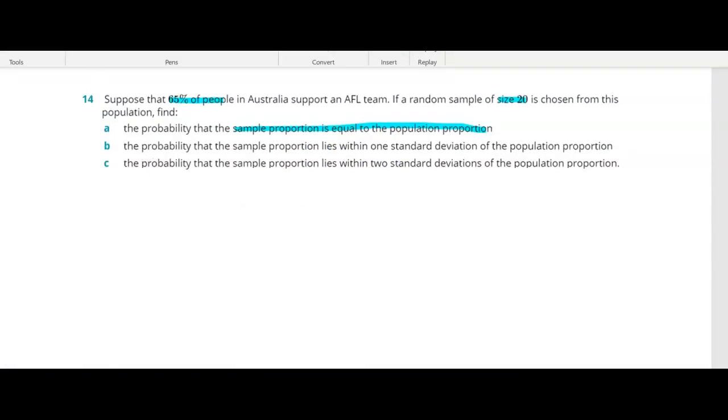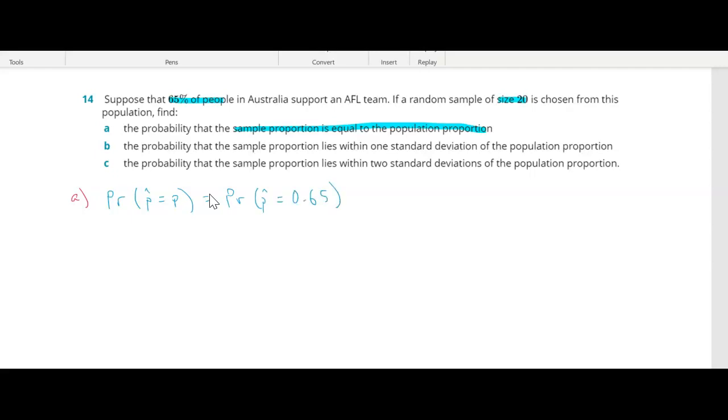All right, so let's go back to question 14. This time, very similar question. Okay, so for question A, we want to find the probability that the sample proportion is equal to the population proportion. So we know that 65% of people in Australia, so that's our population proportion. So we want our sample proportion to equal 0.65.